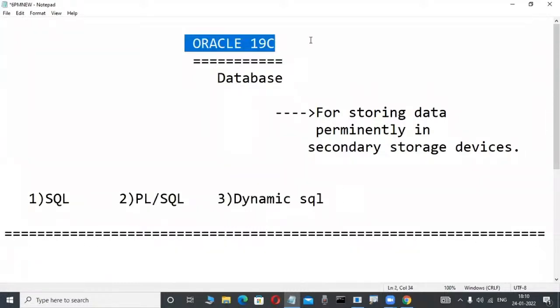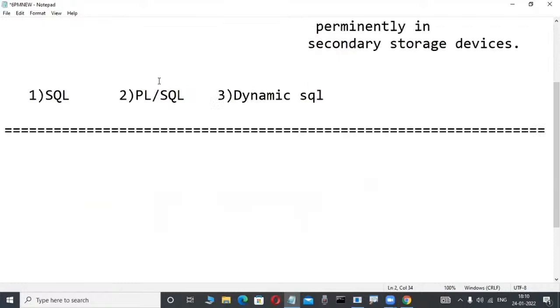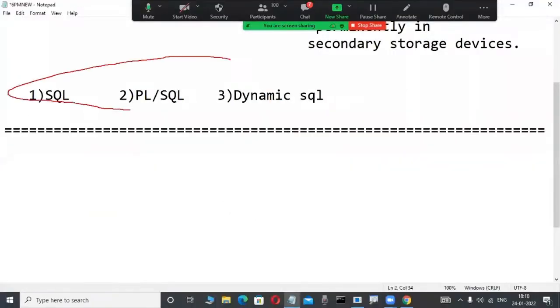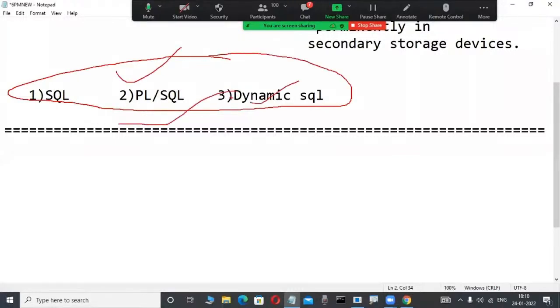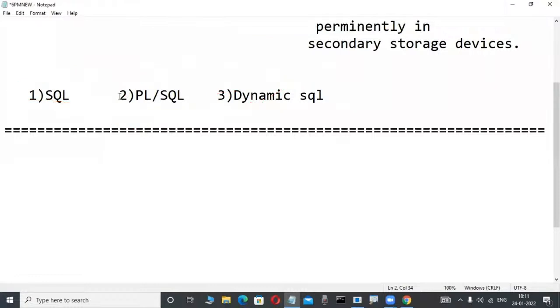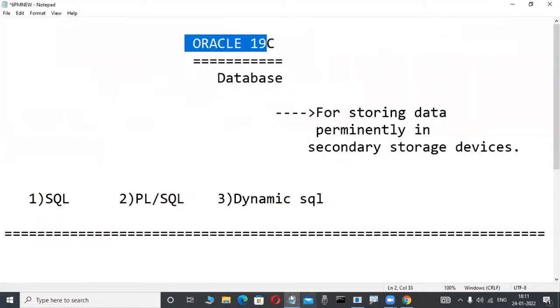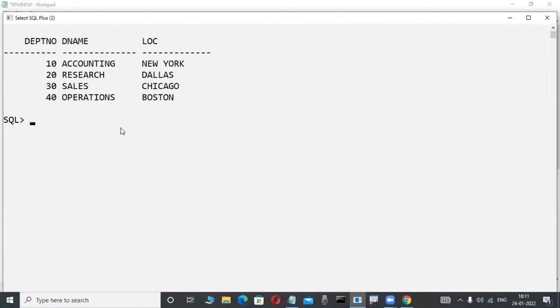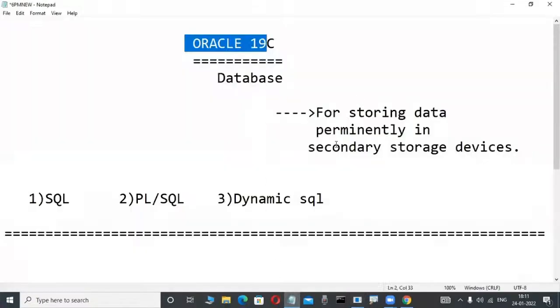Anybody learning an Oracle course anywhere in the world, not only from me, in that course they are told about these three languages. What is the SQL language? What is the PL/SQL language? What is dynamic SQL? Big concepts only. Through these languages we are operating these types of products, the Oracle product. Okay, fine. Up to this point I was telling in the previous classes.